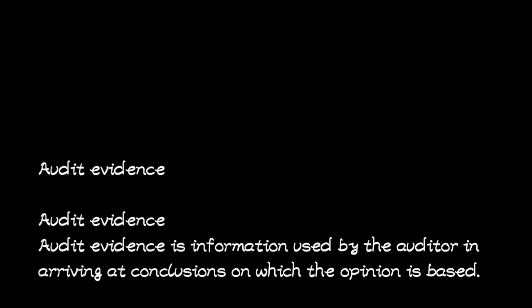So, audit evidence is information that is used by the auditor in arriving at conclusions on which the opinion is based. The auditor carries out all those audit procedures in order to get evidence. So that evidence is used to come up with the conclusion. So it is the information that is used by the auditor in arriving at conclusions on which the opinion is based.